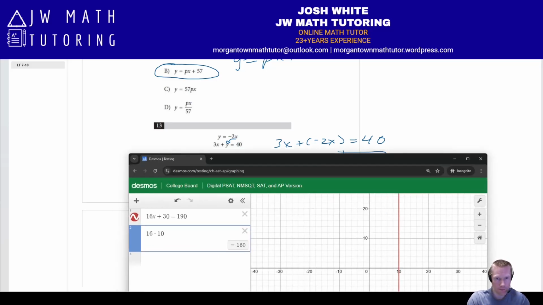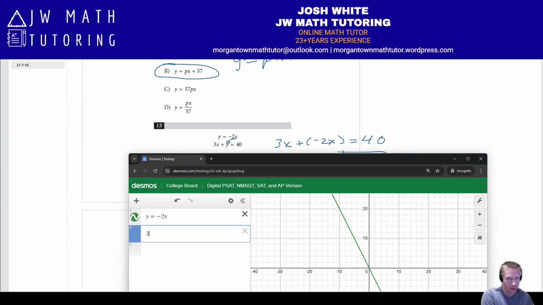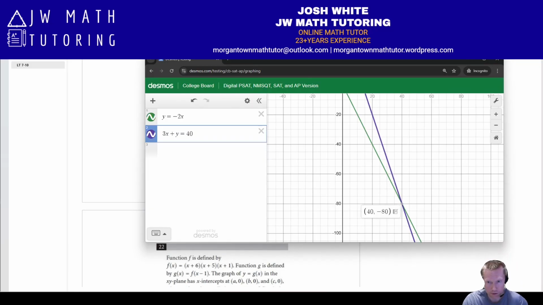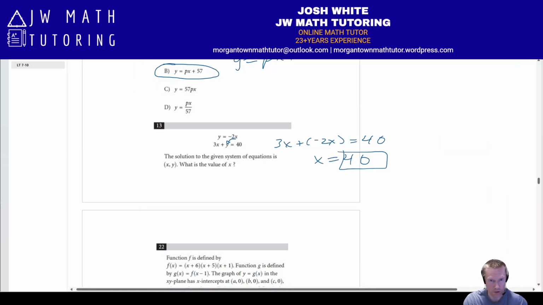Now, maybe you instead want to just do it in Desmos instead of solving it by hand, which is perfectly fine. So if you do that, we graph them out. Now, where do they intersect? Looks like it's right over here. x is going to equal 40. So we get the same answer either way.